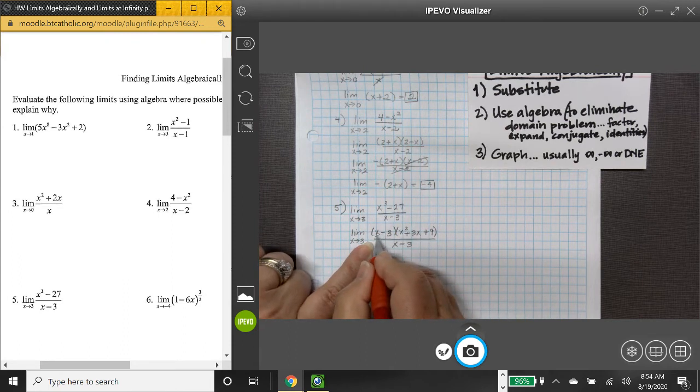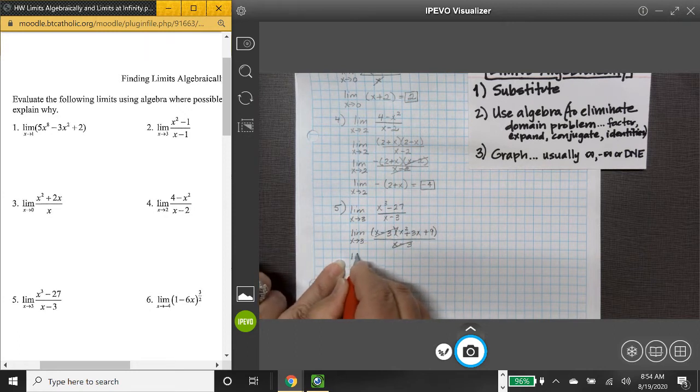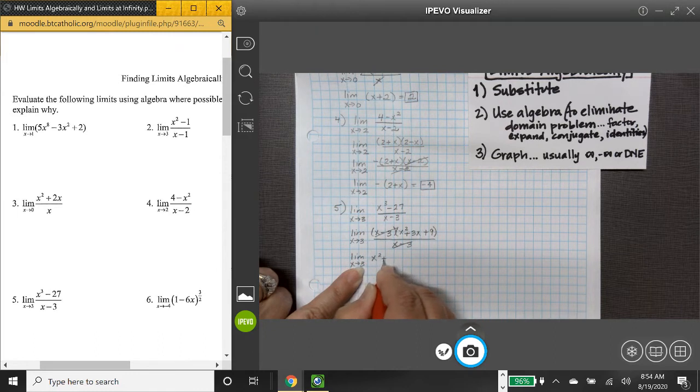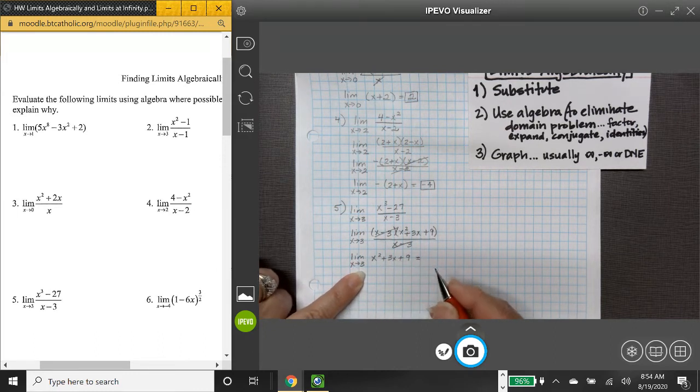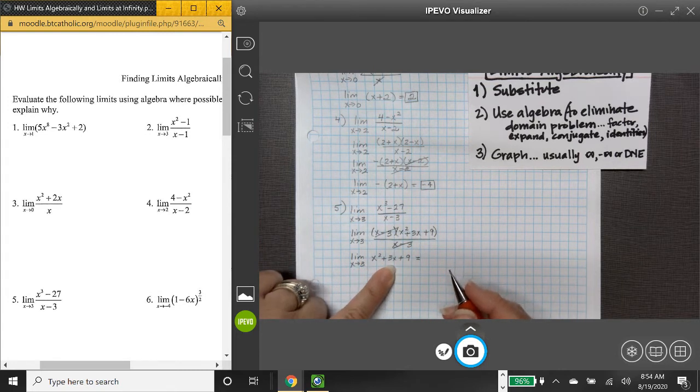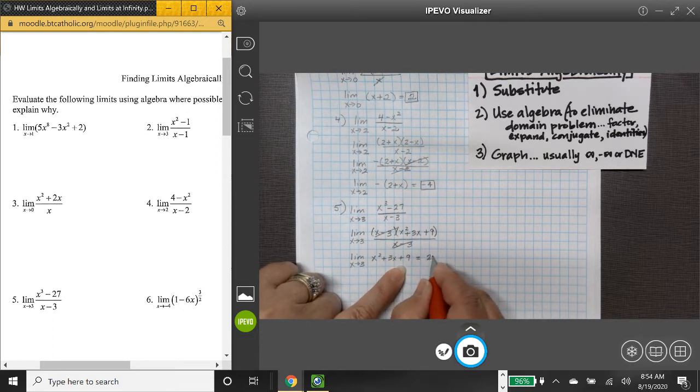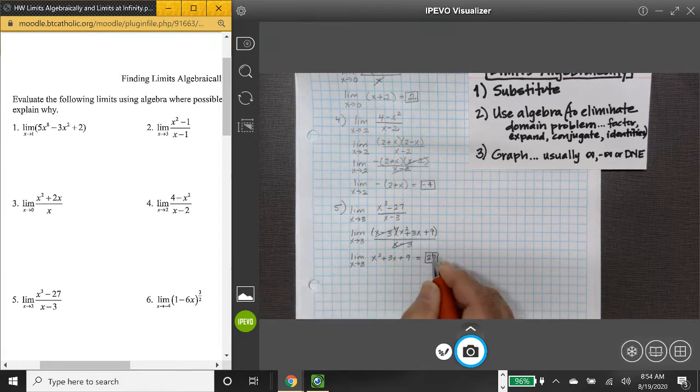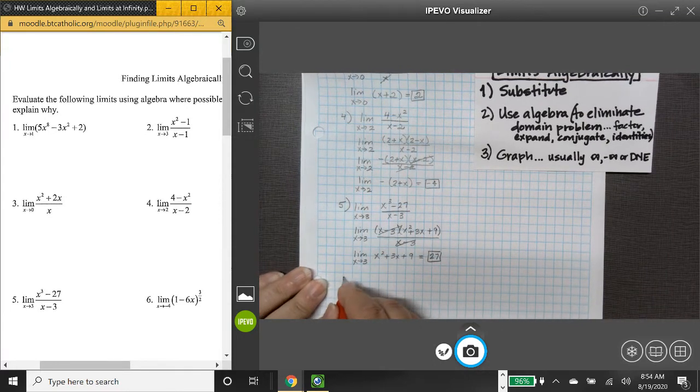All right, and then our term cancels, and we're left with the limit as x approaches 3 of x squared plus 3x plus 9. And now I can substitute. So I'm going to get 3 squared, which is 9. 9 plus 9 is 18. Plus another 9 is 27. All right, number 6.